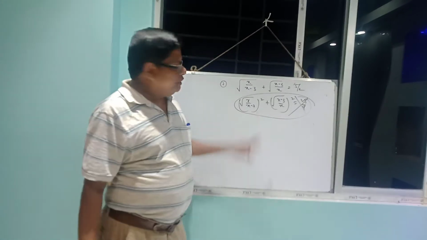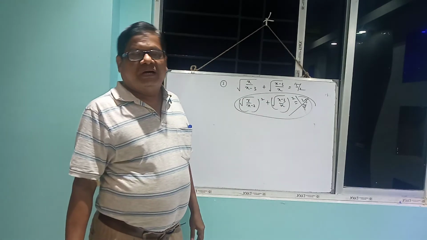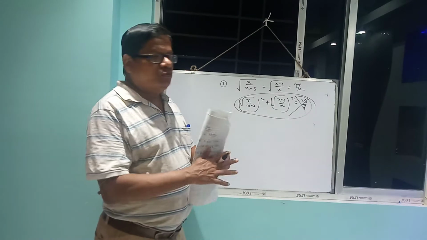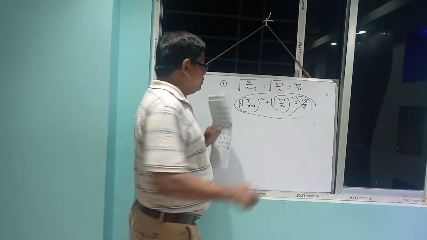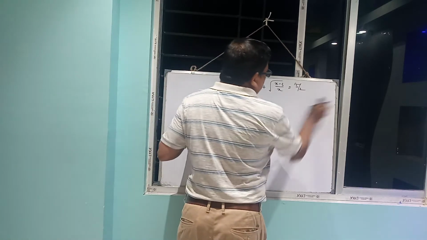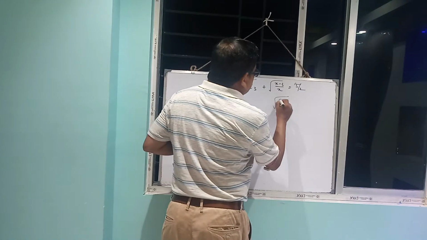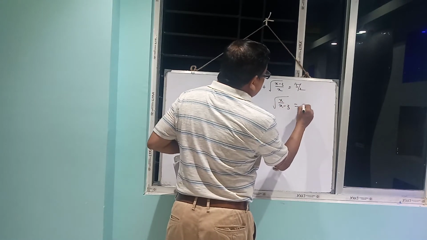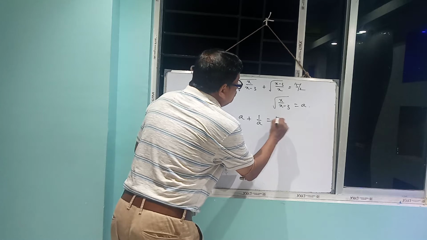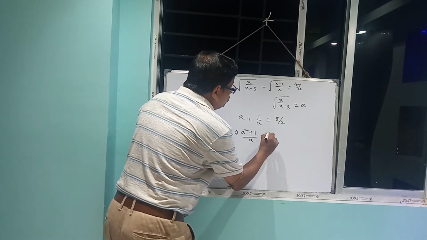If you do like that, it is a square plus b square plus twice ab. Understood? Plus twice ab. Otherwise, you have to do it later. Wait, I am showing. Don't do like that. So write, see, root under x by x minus 3 equals a. Then a plus 1 by a equals 5 by 2.